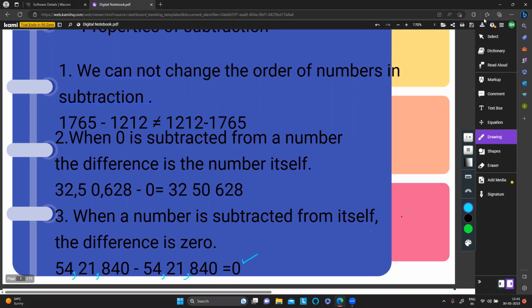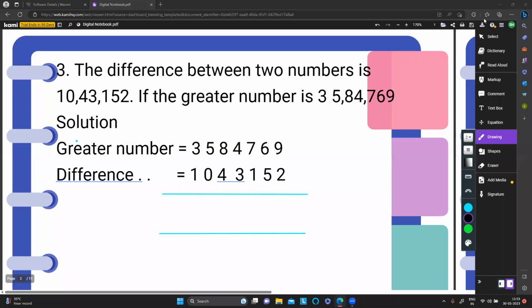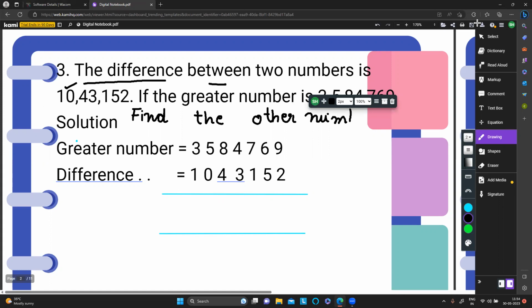Now we'll go to a simple problem. So in this sum, the difference between 2 numbers is given as 10,43,152. If the greater number is this, then you have to now find the other number. What we have to do? We have to find the other number. How do you get to the answer?